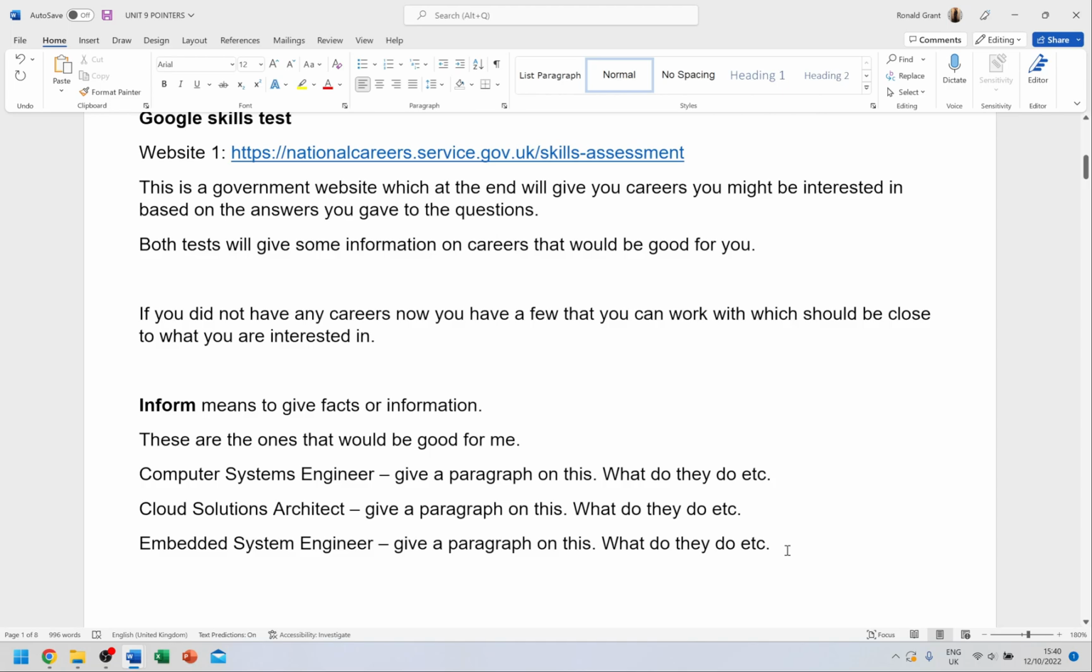Now, it doesn't have to be perfect now. We can always go back and make changes as and when necessary. In terms of you wanting to be a computer systems engineer, you go and do the work experience and you realize, actually, this isn't for me. That's the whole point of this section, right?